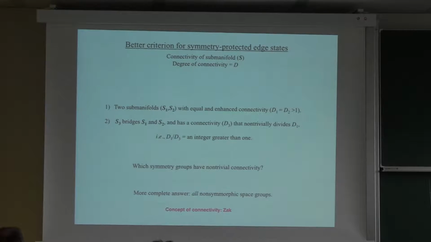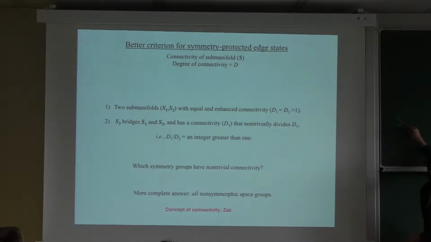So the criterion is the following: you're going to have two submanifolds. So here a point was a submanifold, but here I'm going to be talking about submanifolds as high symmetry lines rather than high symmetry points. Two submanifolds of the surface Brillouin zone, S1 and S2, with connectivity D1 and D2, which are equal. And I'll explain what this means. But basically, I'm just going to put it here.